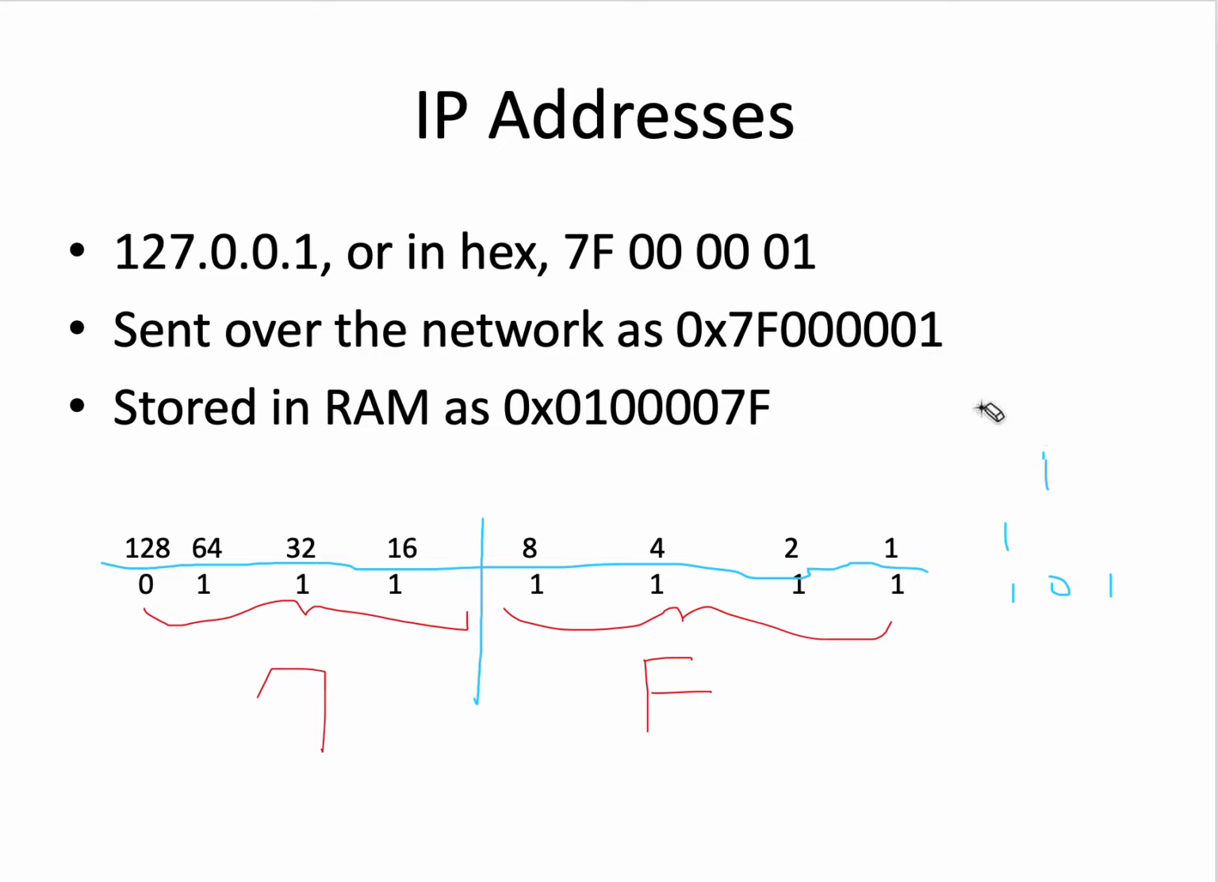Okay. Anyways, if we take a look at this, it is 0 1 1 1 1 1 1. The next number is going to be 1 0 0 0 0 0, which is 128. So 127 is 0 1 1 1 1 1 1 1.